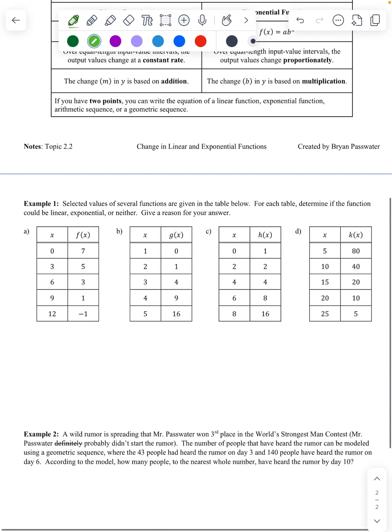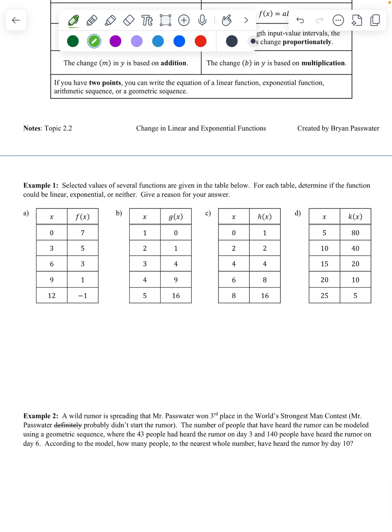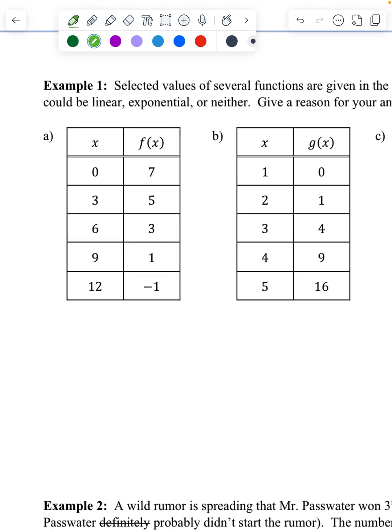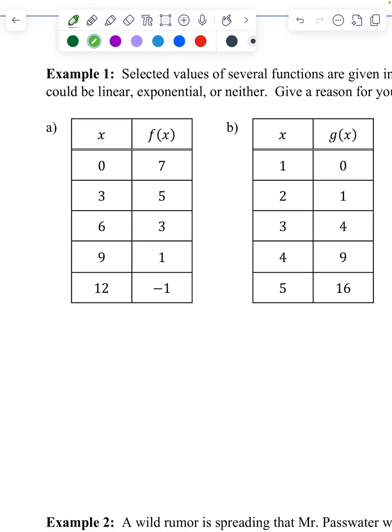So flipping over, let's try a couple of examples. We're given some tabular evidence of some patterns. We need to determine if they are linear, exponential, or neither, and we're going to give reason for our answer. So the first thing I'm double checking as I look at example A is, are my x values, my inputs, increasing by the same amount? Looks like they are increasing at a constant rate, adding 3 each time. So I'm just double checking that, so I know I'm going to be able to say over equal length input intervals.